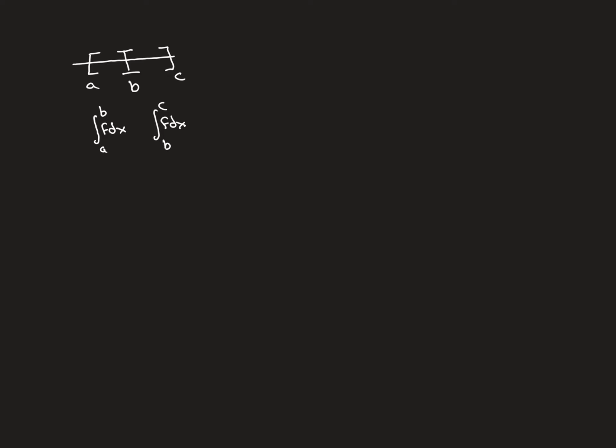Now, we know what we're trying to prove. We know the additivity property is going to overall be true. So what guess are we going to take for x? Well, of course, we're going to take the sum of these two things. So we're going to take as our x value the integral of f over the interval AB plus the integral of f over the interval BC.